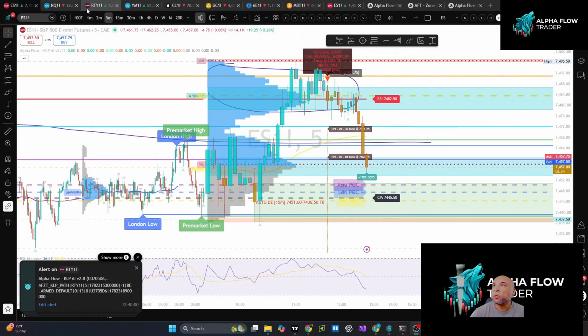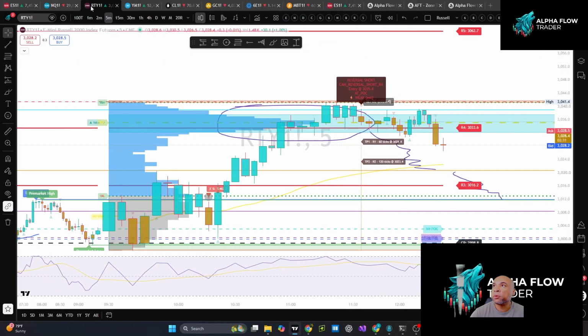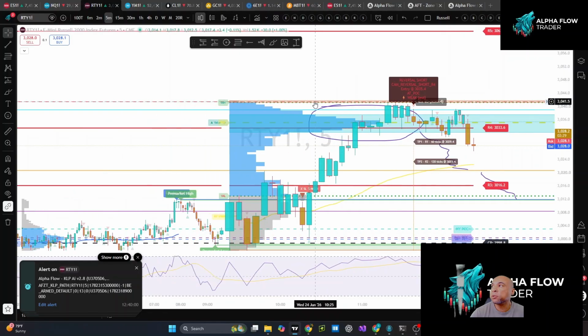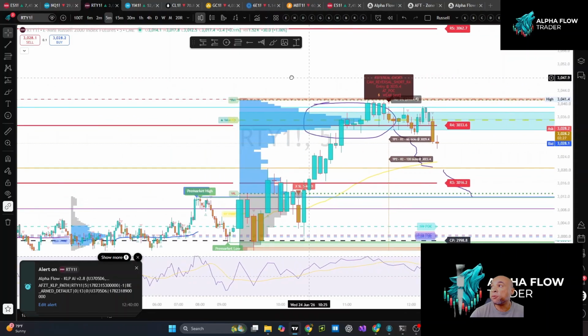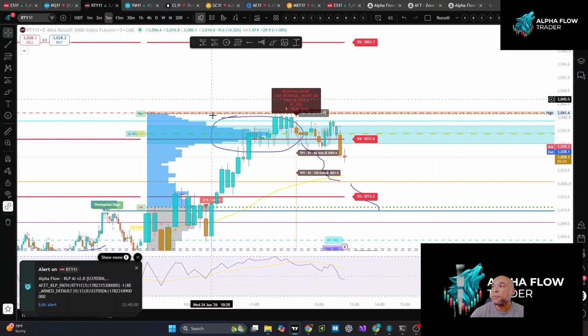ES, Russell, and Dow were the three that I said I was looking forward to this evening, for the rest of the New York session. Russell, I circled this area out as I wanted price to cross through these areas before signaling us in, which it did, gave us a signal here, and I've been in this trade ever since. We've hit TP1, and hoping I can get to TP2 before it stops me out at break even.